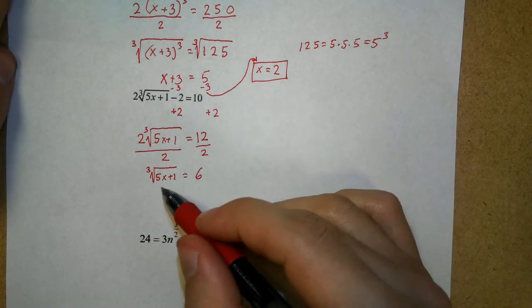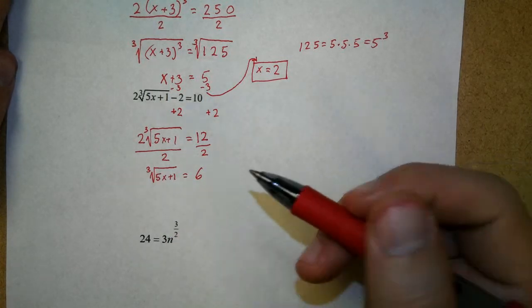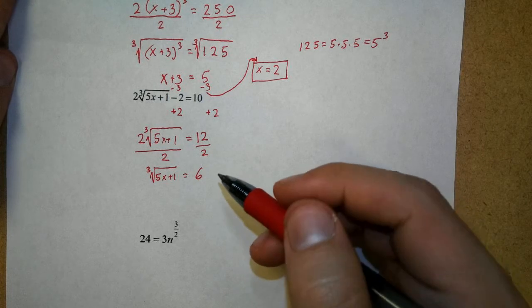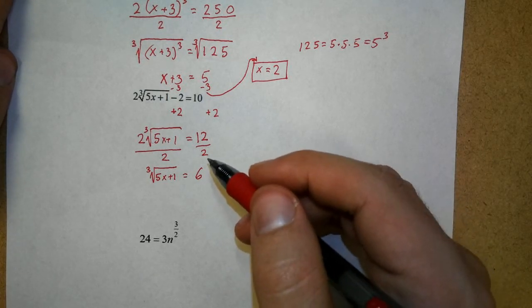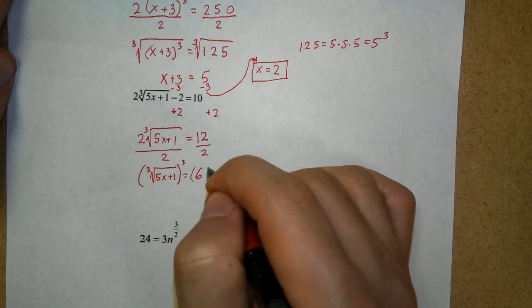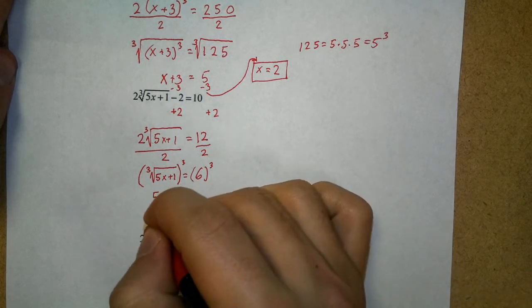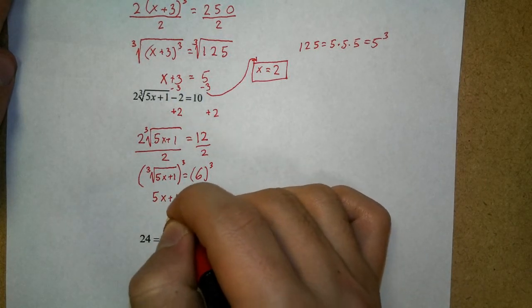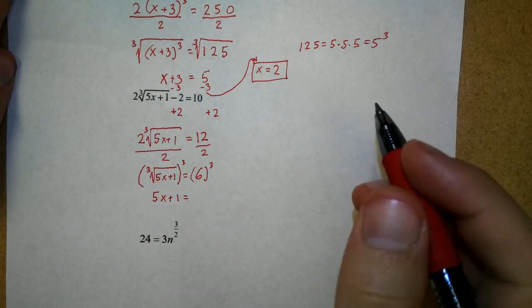Okay? Now up next we have our cube root that we want to get rid of. And how we get rid of our cube root is with our cube. So we want to cube, or raise both sides to the power of 3. And that's going to give us 5x plus 1, which equals 6 to the power of 3.